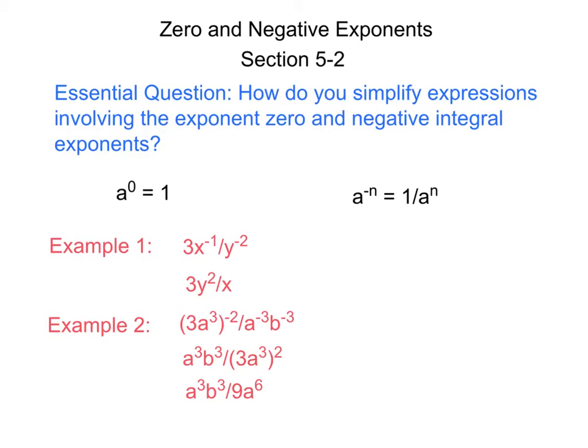And this result can be further simplified by noting that we've got a to the 3 in the numerator and a to the 6 in the denominator, so I can get rid of some of that. I can get rid of that a to the 3 in the numerator, with the final result looking like b cubed divided by 9a cubed.